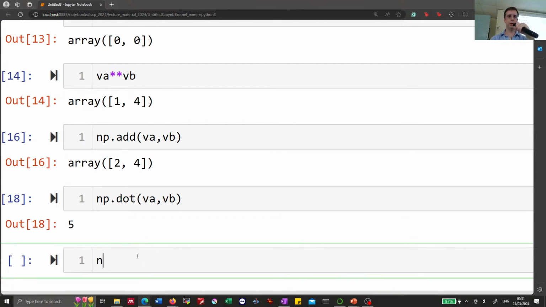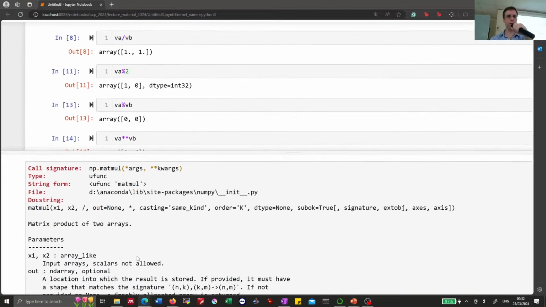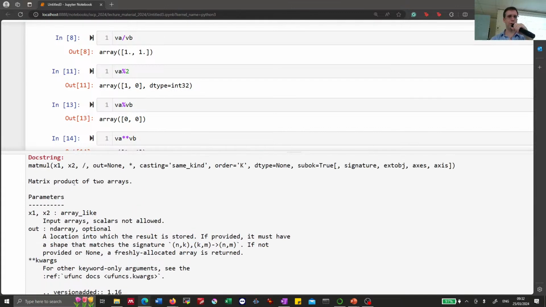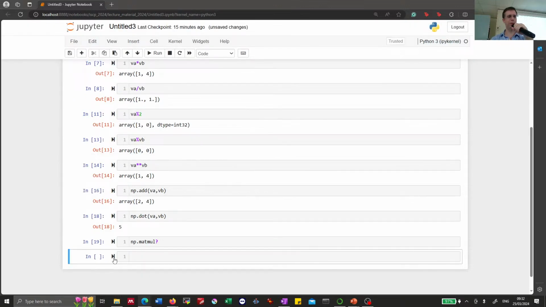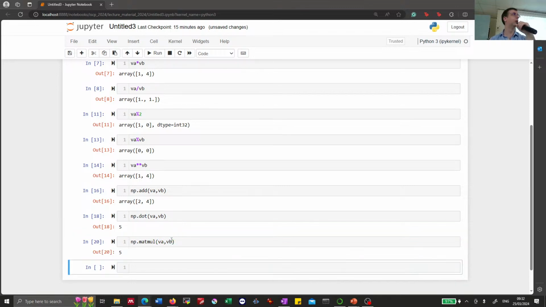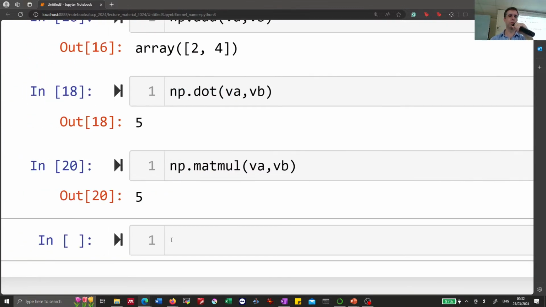Okay. So next example, numpy. Do you remember the next example? What was it? Matmul, right? First thing I do is check exactly what it is. Matrix product of two arrays. But now the question is, I have vectors, right? I don't have matrices. So will it still work? That is the question. No worries, it still works. Very good.